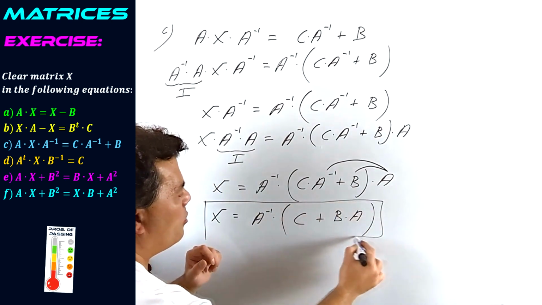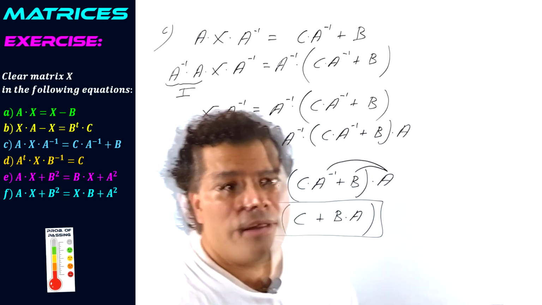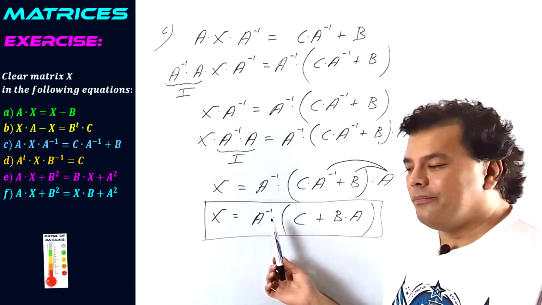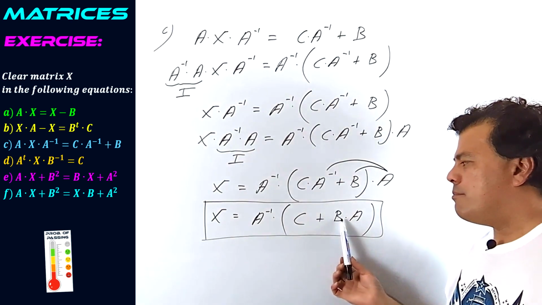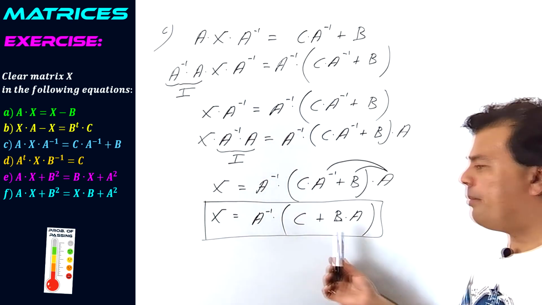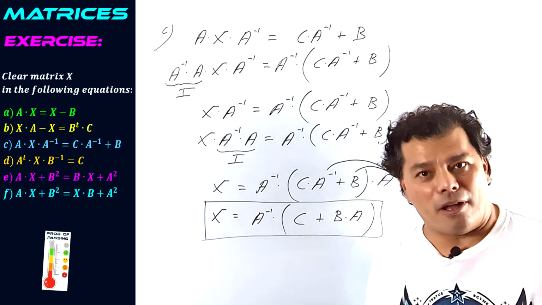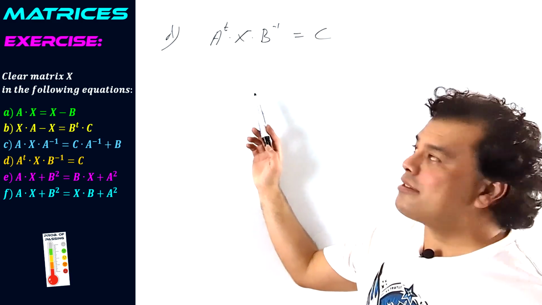So now we should look for the statement and form A to the negative 1, multiply matrix B times A, add these two matrices, and that would be the result. Let's solve together the next equation.